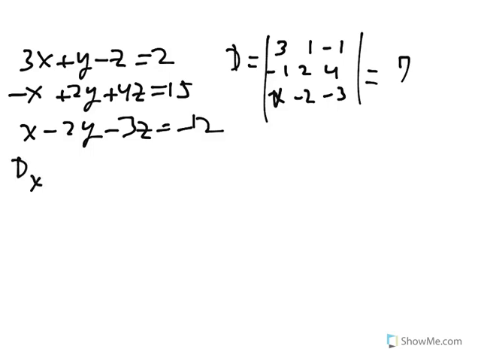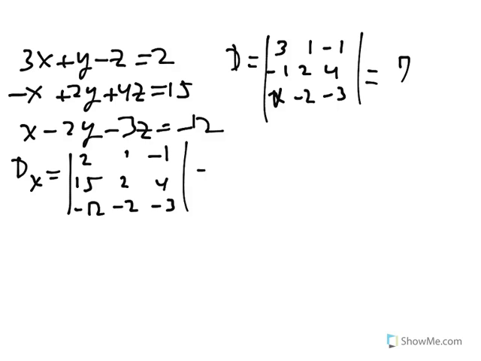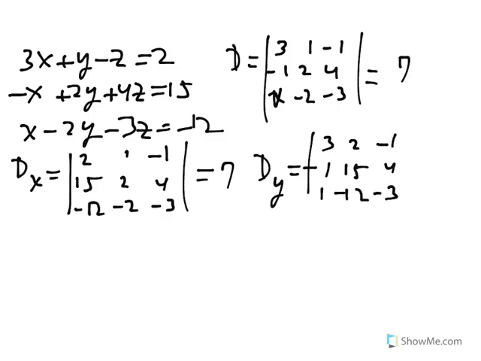3 more. Dx is the determinant of the coefficient matrix, but instead of the x column, we replace it with the 2, 15, negative 12. And whatever method you use to work that one out, you end up with 7 again as your answer. Dy is the coefficient matrix, but instead of the y column, we replace it with the 2, 15, minus 12. And when you do this one, you get 14.